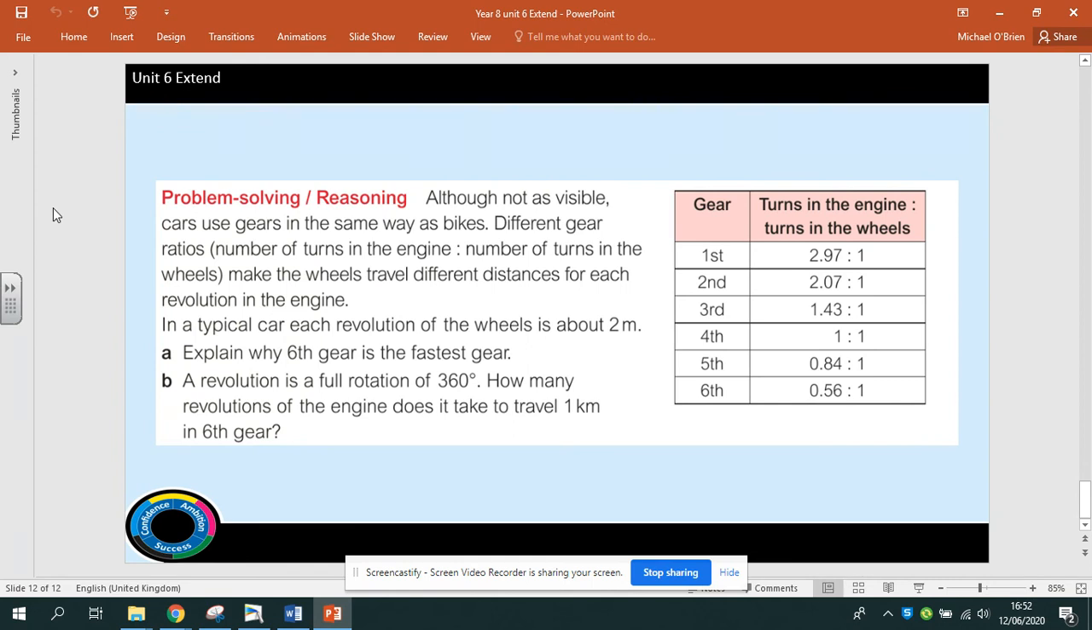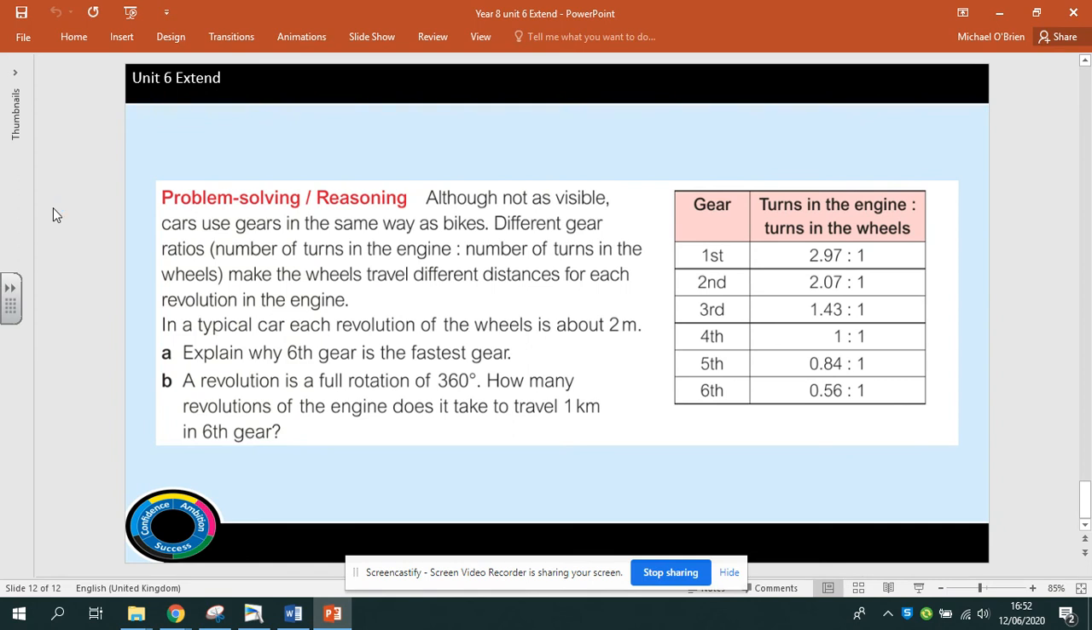So, although not as visible, cars use gears in the same way as bikes. Different gear ratios, numbers of turns in the engine, number of turns of the wheels, make the wheels travel different distances for each revolution in the engine. In a typical car, each revolution of the wheels is about 2 meters, so we're going to keep that in mind.